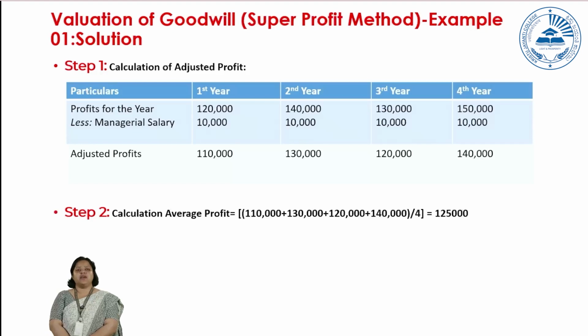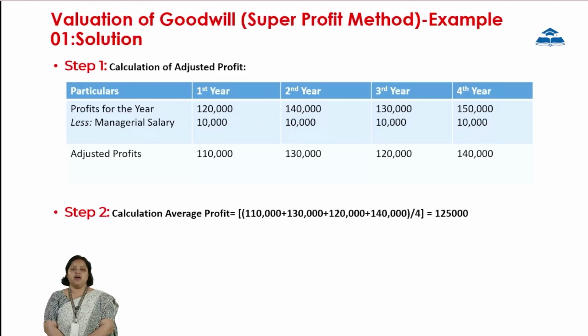So this is step 1. We can follow as per the format. Step 1, calculation of adjusted profit. Here I have made 5 columns: particulars along with the 4 years. I started with the profits for the year, which is given in the question itself. First year 1,20,000, second year 1,40,000, third year 1,30,000 and fourth year 1,50,000. These are the profits they have given in the question.